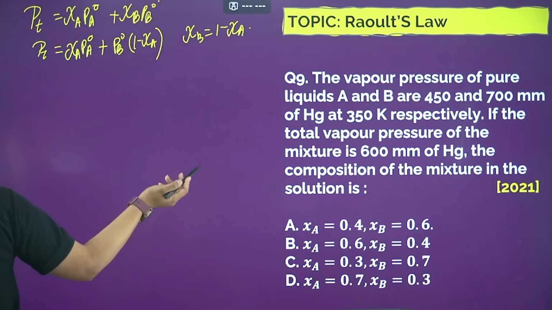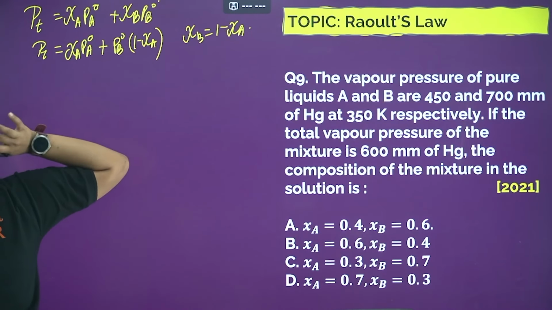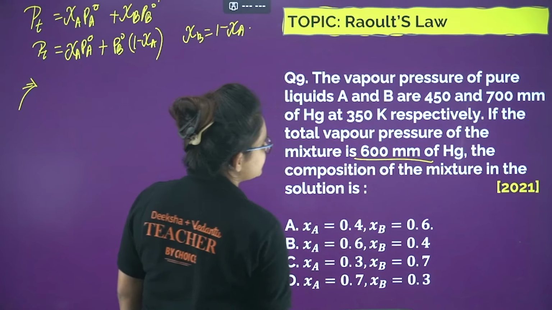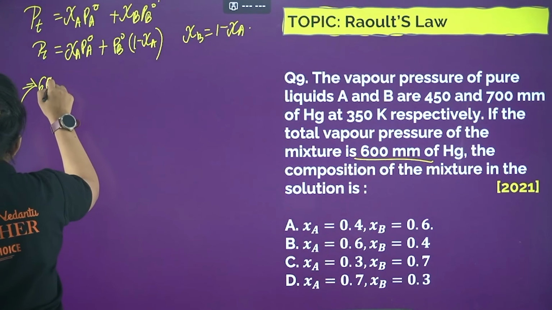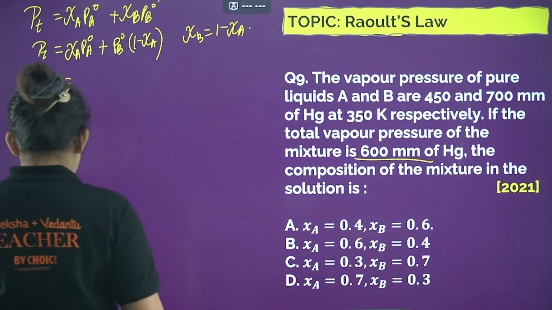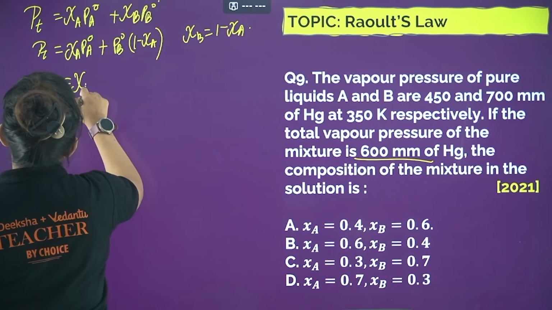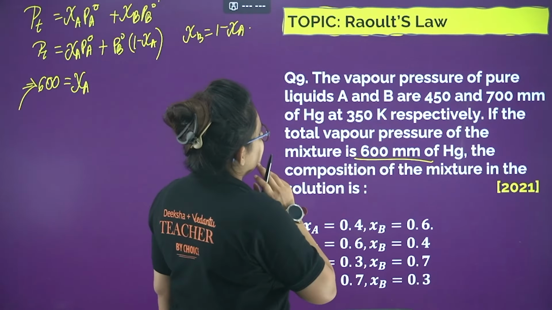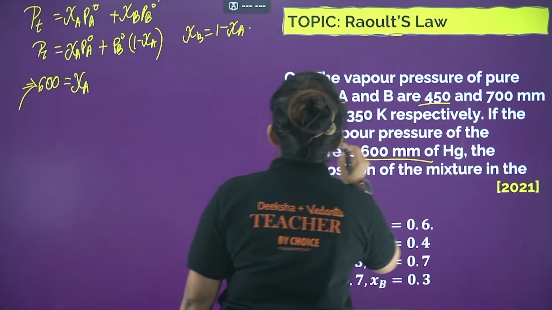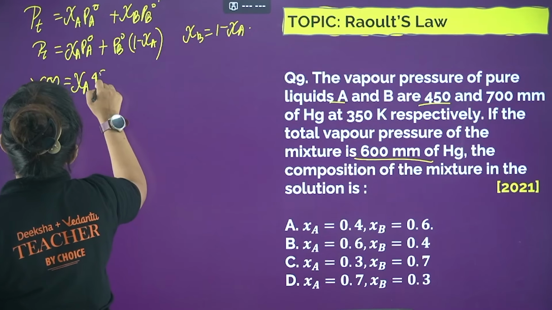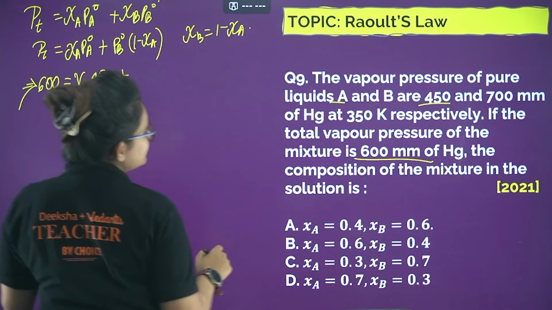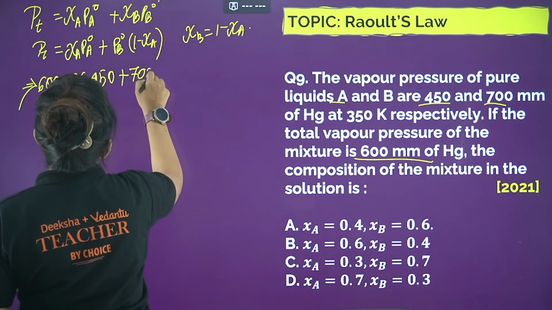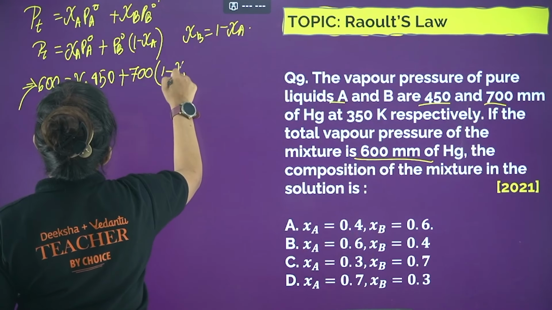Right. So now substitute all the values given here in this equation. P total is given as 600 mm, so let's put 600. XA is what I have to find out. PA0, the vapor pressure of A, is 450, so let's put 450 plus PB0, which is also given, 700. So 700 into 1 minus XA.